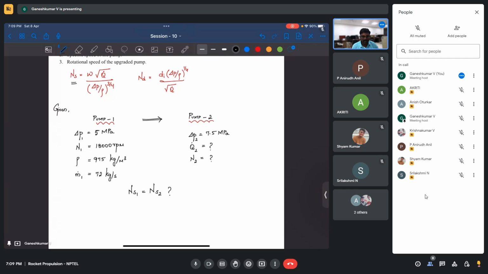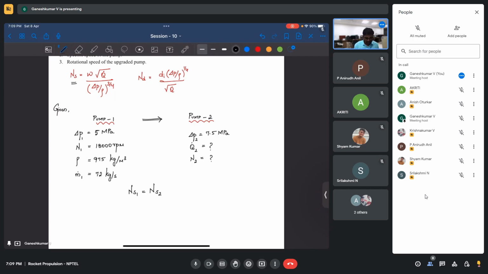The specific speed and specific diameter are not going to change for a pump. So if you just want to change the operating conditions, you should have the same characteristics of the pump. Here, specific speed will remain constant, that is true.